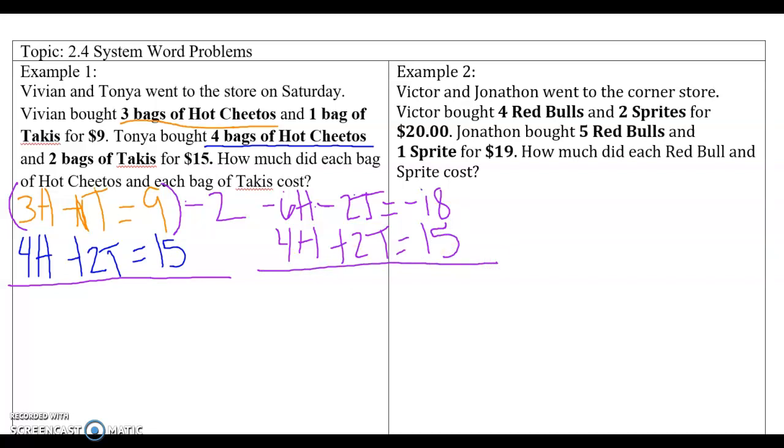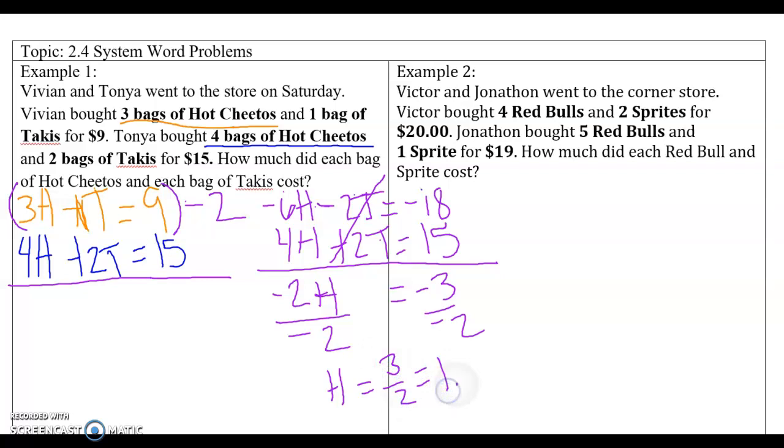So I have -6H plus 4H, which is -2H. The T's cancel because -2T plus 2T is 0. -18 plus 15 is -3. Divide both sides by -2, and H is -3 divided by -2, which is 3 over 2. If I type that into the calculator, it's going to tell me 1.5. And since it's money, it's $1.50. So each bag of hot Cheetos is going to cost me $1.50.